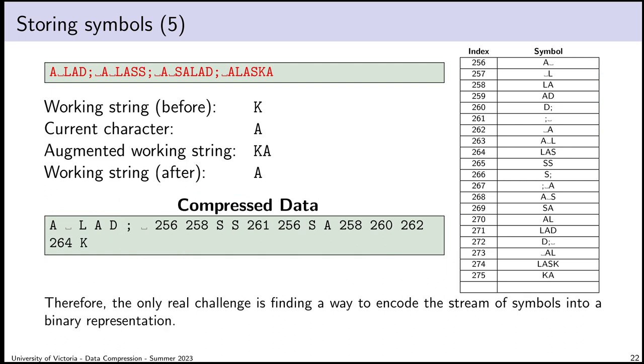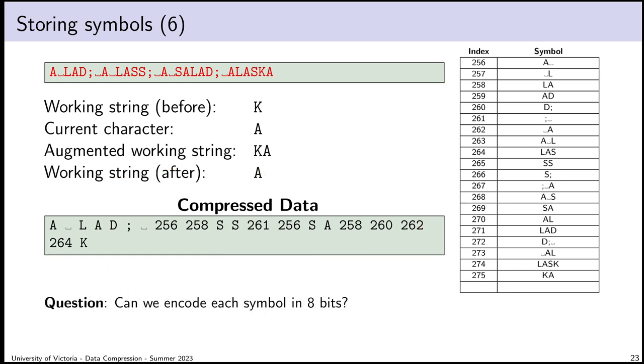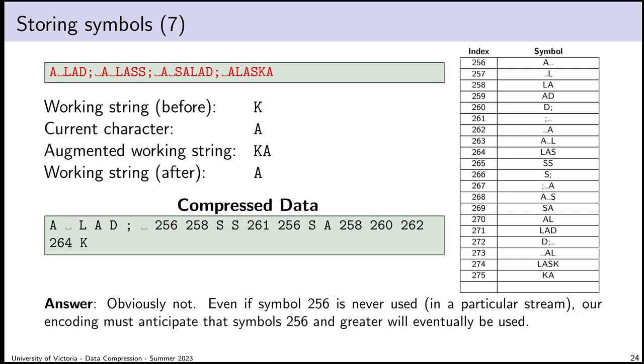So the only real challenge we have here is finding a way of taking the compressed symbol stream and encoding it into a binary representation. And in our context, in this course, that means 8 bits, because we have to store it as bytes on disk. Now, we probably know how we're going to do that: we take our symbols, encode them in whatever number of bits we care about, break the resulting sequence of zeros and ones up into 8-bit chunks, and then store those 8-bit chunks on disk as bytes. So the first question, an obvious one: can we store each of these symbols in 8 bits? No. Obviously we can't, because some of the symbols are numbers that are larger than what we can represent in 8 bits.